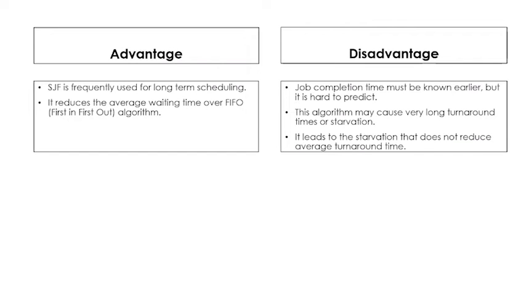Advantage: shortest job first is frequently used for long-term scheduling. It reduces the average waiting time compared to the FIFO algorithm. Disadvantage: the job completion time must be known in advance, but it is hard to predict. This algorithm may cause very long turnaround time or starvation.